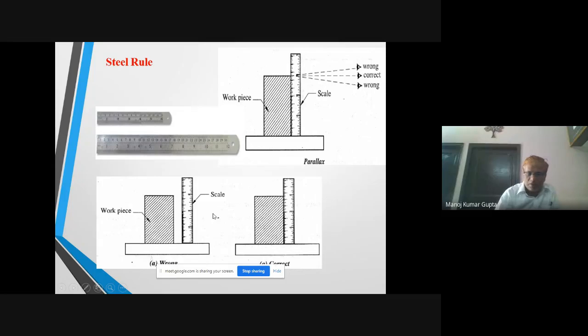This is workpiece, this is scale. There should not be gap. The workpiece should touch the scale.